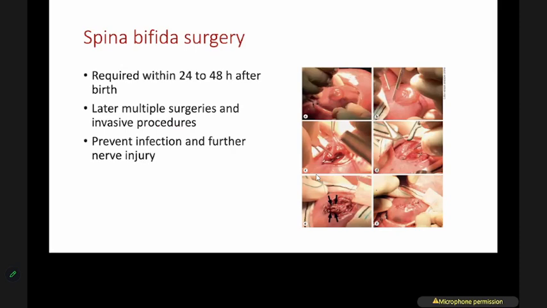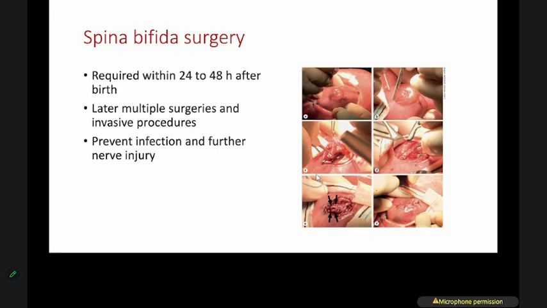Now, this is something I want to emphasize. Surgery will not cure the problem. Surgery is done only to cover it so that there is no further neurological damage due to drying or traction or surface irritation. And also it prevents ascending infections. Because otherwise, just like the parents, sometimes you might think that everything was covered at birth, so therefore there is not going to be any neurological deficit. You cannot reverse the neurological deficit, but you can minimize it.